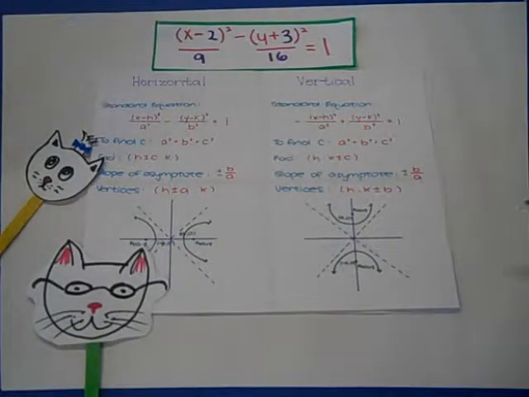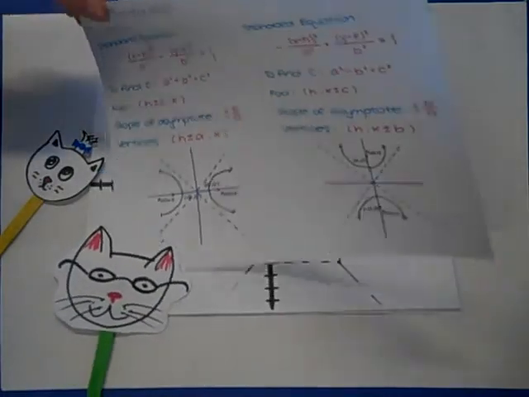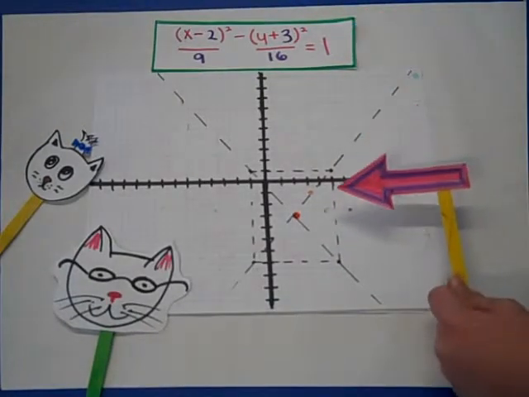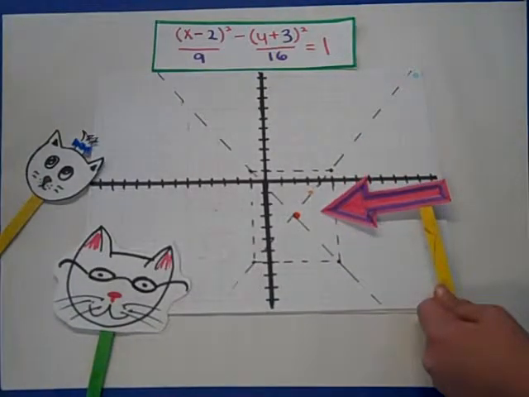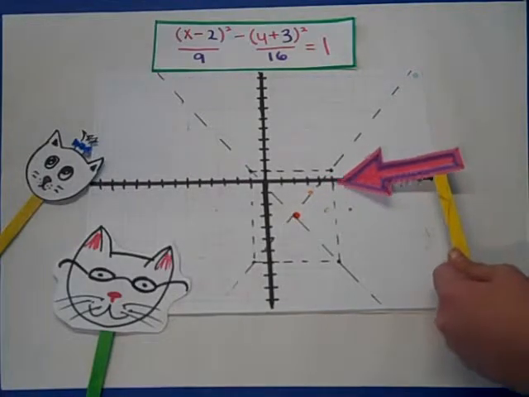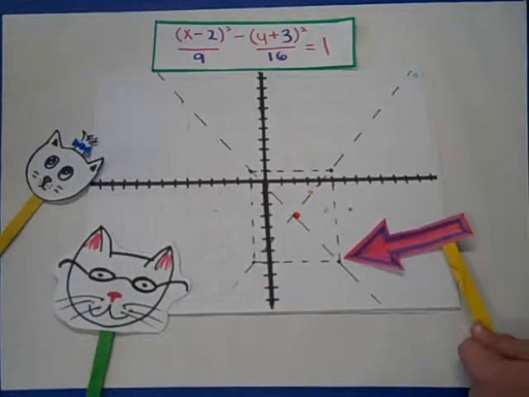Let's start with horizontal hyperbolas. First, plot the center by using the point (h, k), which, in this scenario, is (2, negative 3). Meow, find the slope of the asymptotes. What are asymptotes? The asymptotes are like the whiskers of the graph. They are the limits that define the graph's boundaries.